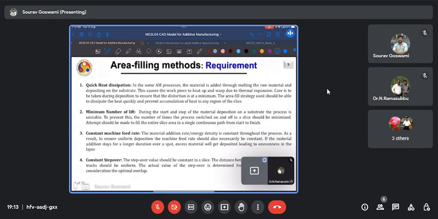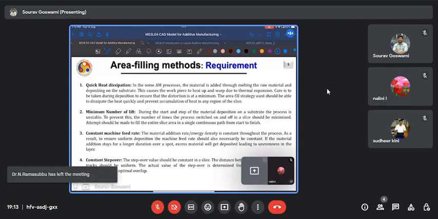There are certain criteria which govern the efficiency or the suitability of any area filling method. So, four of them are listed here. Number one is quick heat dissipation. Now, we know that in any AM process, the powers involved and the power input involved can be pretty high.